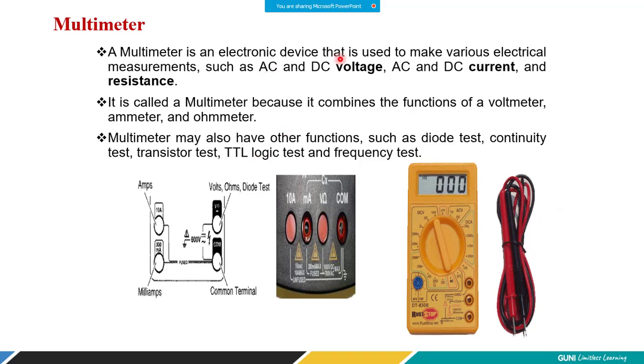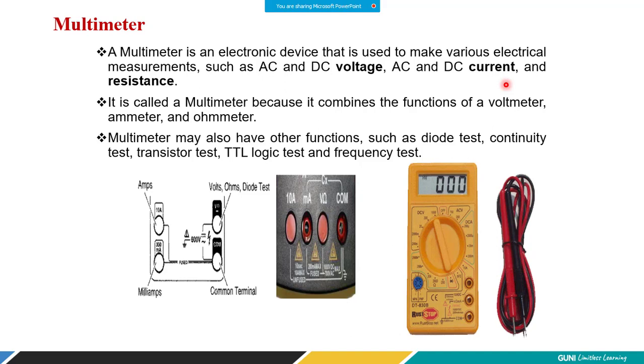So a multimeter is an electronics device that is used to make various electrical measurements such as AC and DC voltage, AC and DC current, and resistance. It is called a multimeter because it combines the functions of voltmeter, ammeter, and ohm meter, right? A multimeter may also have other functions such as diode test and continuity test.